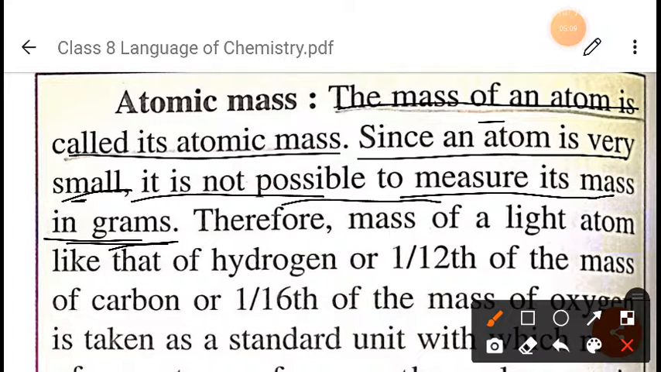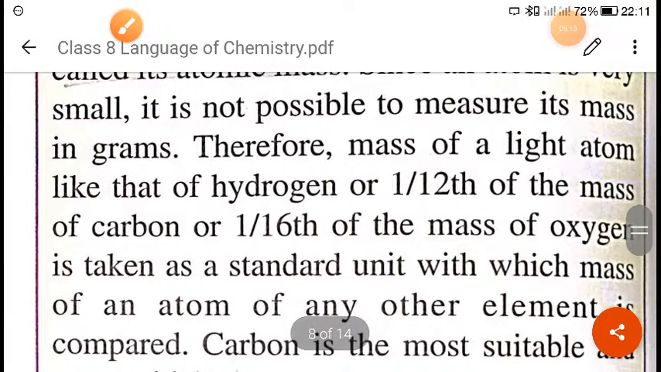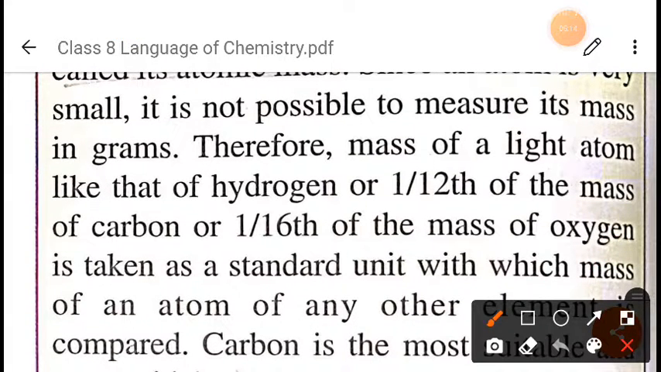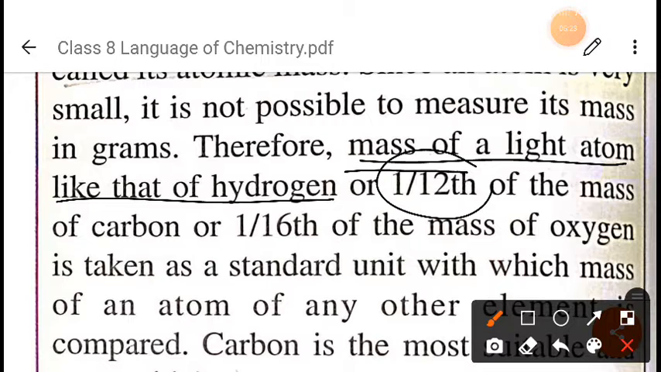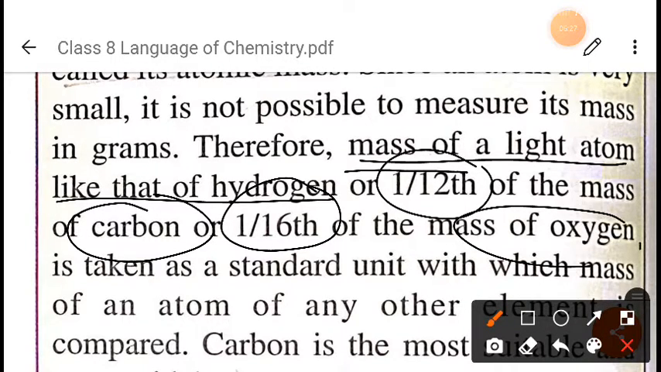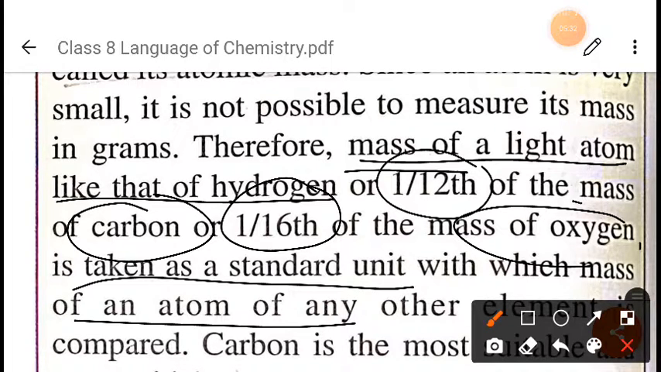So what we do is use a reference. For example, we take as reference the mass of a light atom like hydrogen, or 1 by 12 of the mass of carbon, or 1 by 16th of the mass of oxygen. We can say this is the standard unit with which the mass of the atoms of other elements can be calculated.